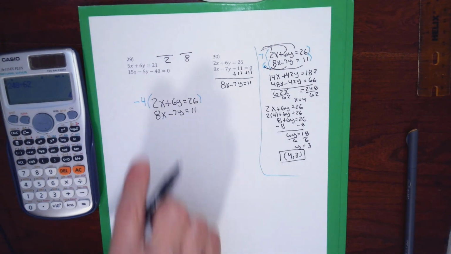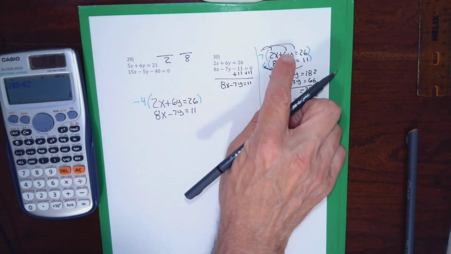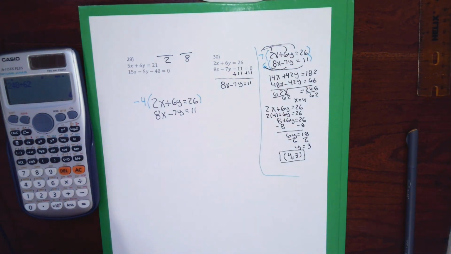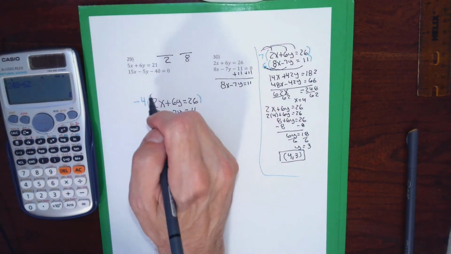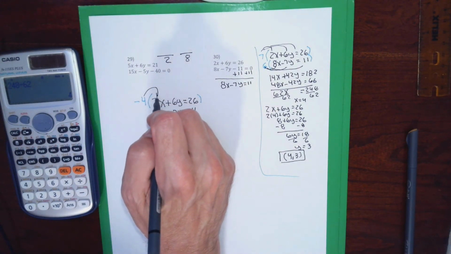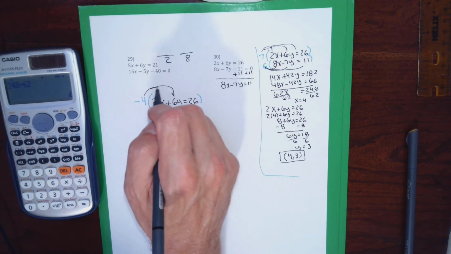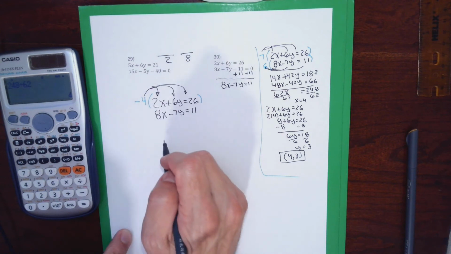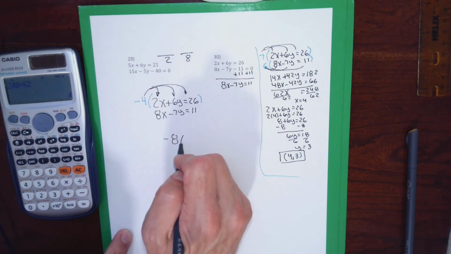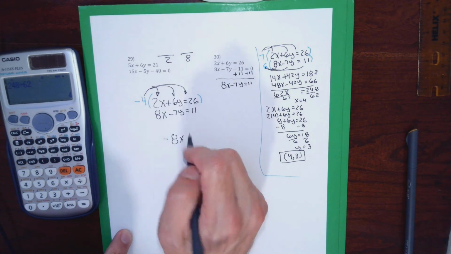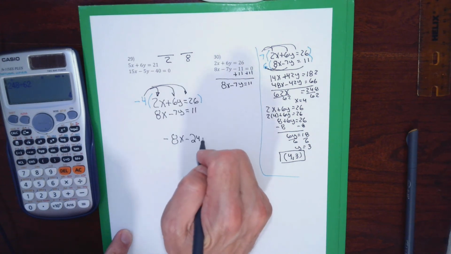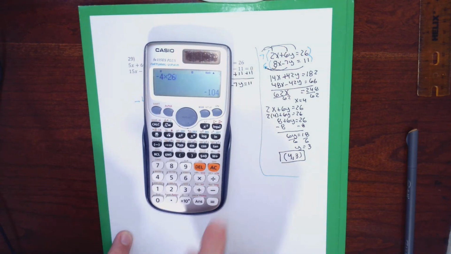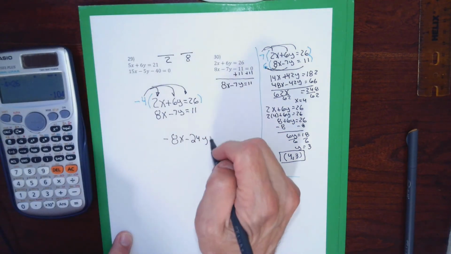I do poorly multiplying by negatives. I like not having to multiply by a negative. I search for those opposite signs all the time. But I could have done this. Multiply the top equation through by minus 4. And this would give me minus 4 times positive 2x is negative 8x. Minus 4 times positive 6y is minus 24y. Minus 4 times 26 is minus 104.